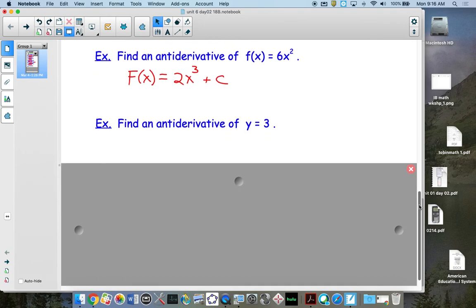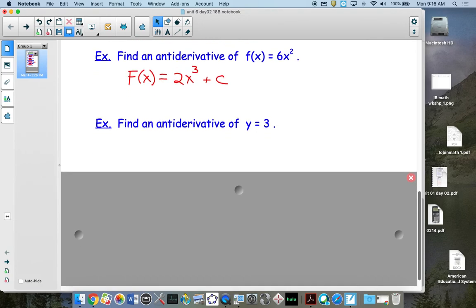Last example. Y equals 3. Find an antiderivative. So we're looking for a function whose derivative equals 3. Now, you can think about it a couple ways. Remember, you don't want to fall into that trap of, wait, I have to recognize a certain type of problem and then I do this. You have to think a little higher level here of problem solving.